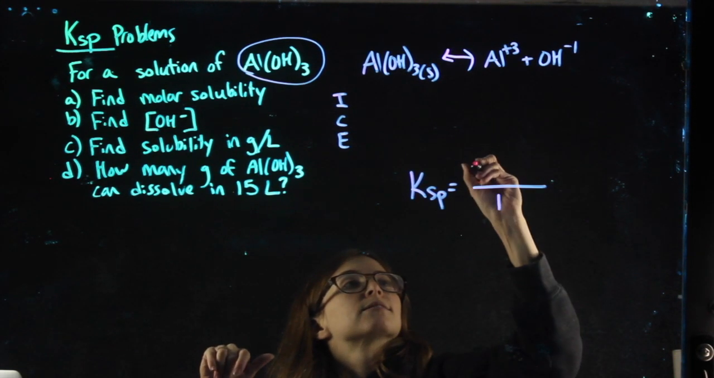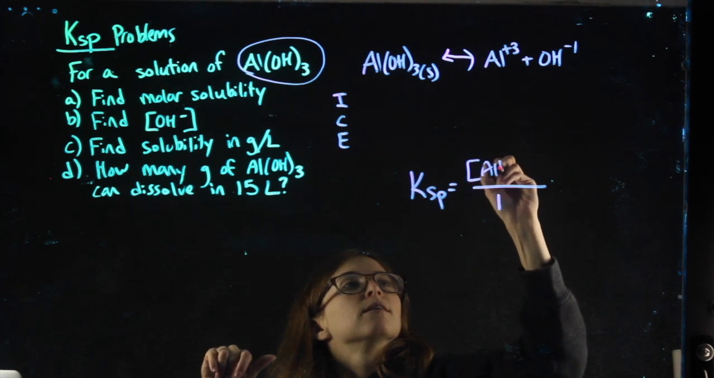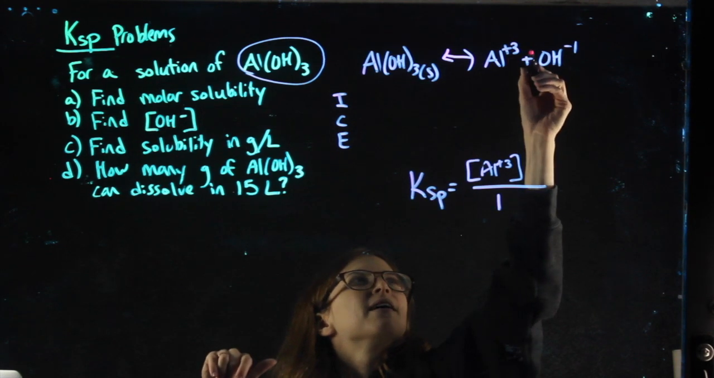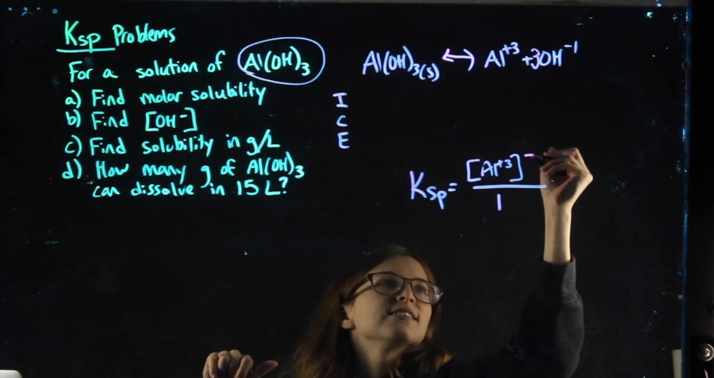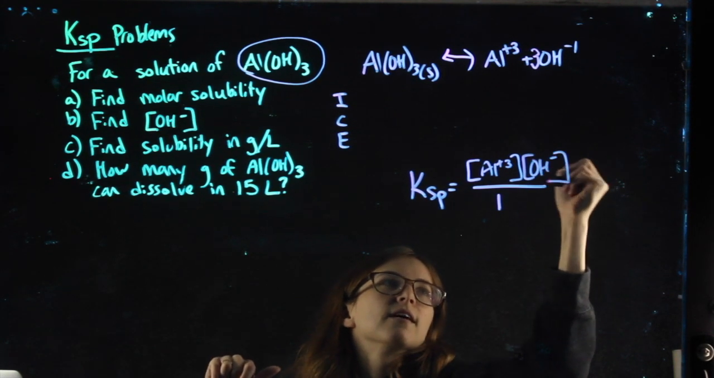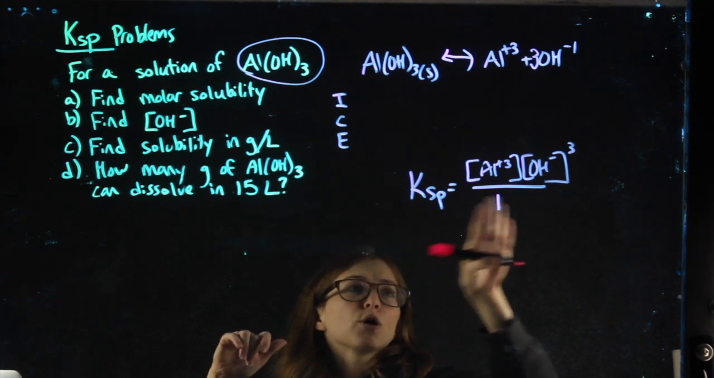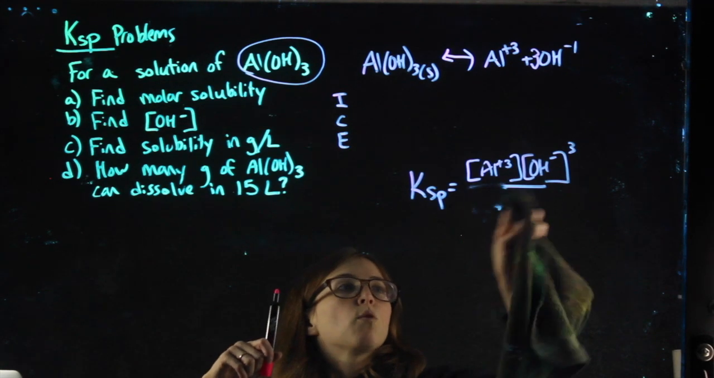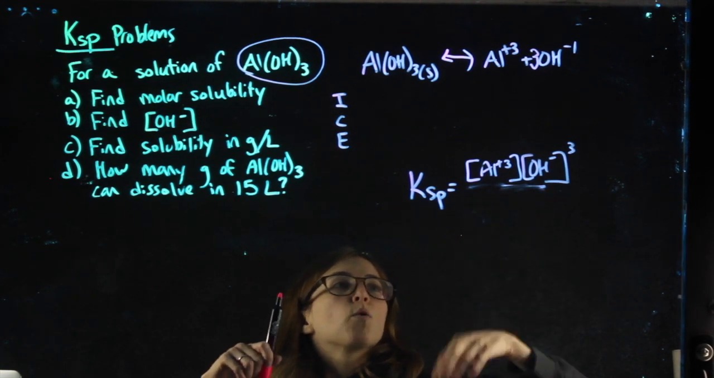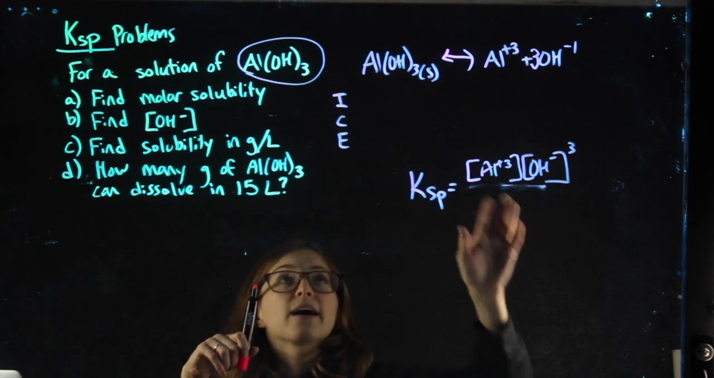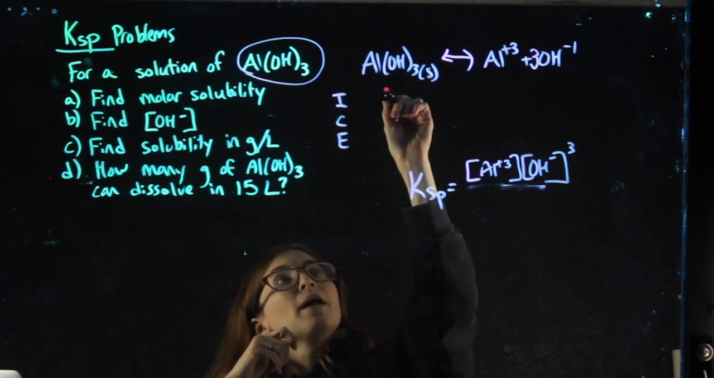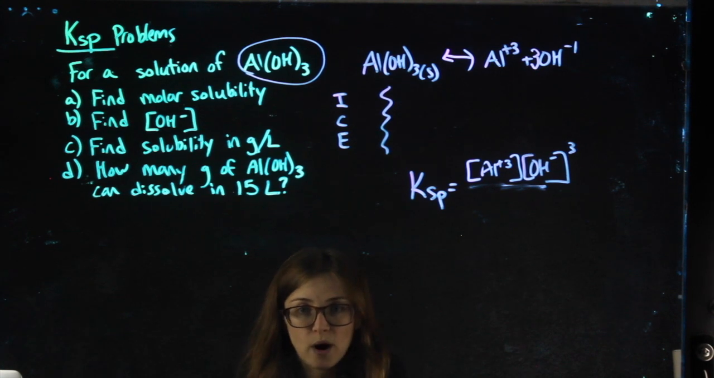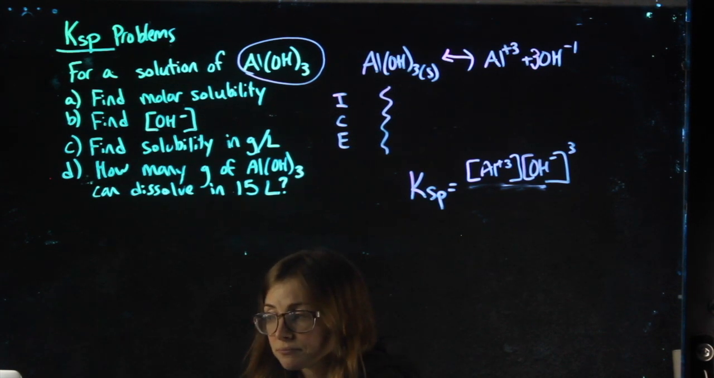My products, it would help if I had balanced the reaction. 1 aluminum, I need a 3 in front of my hydroxides. So this is cute. So that's my KSP expression. You do not have to write the denominator if you don't want to. But we're never going to plug anything in there because it's a solid. So when I do my ice chart, I don't need to fill that out at all. It's not worthwhile. It's not going to get plugged in anywhere.